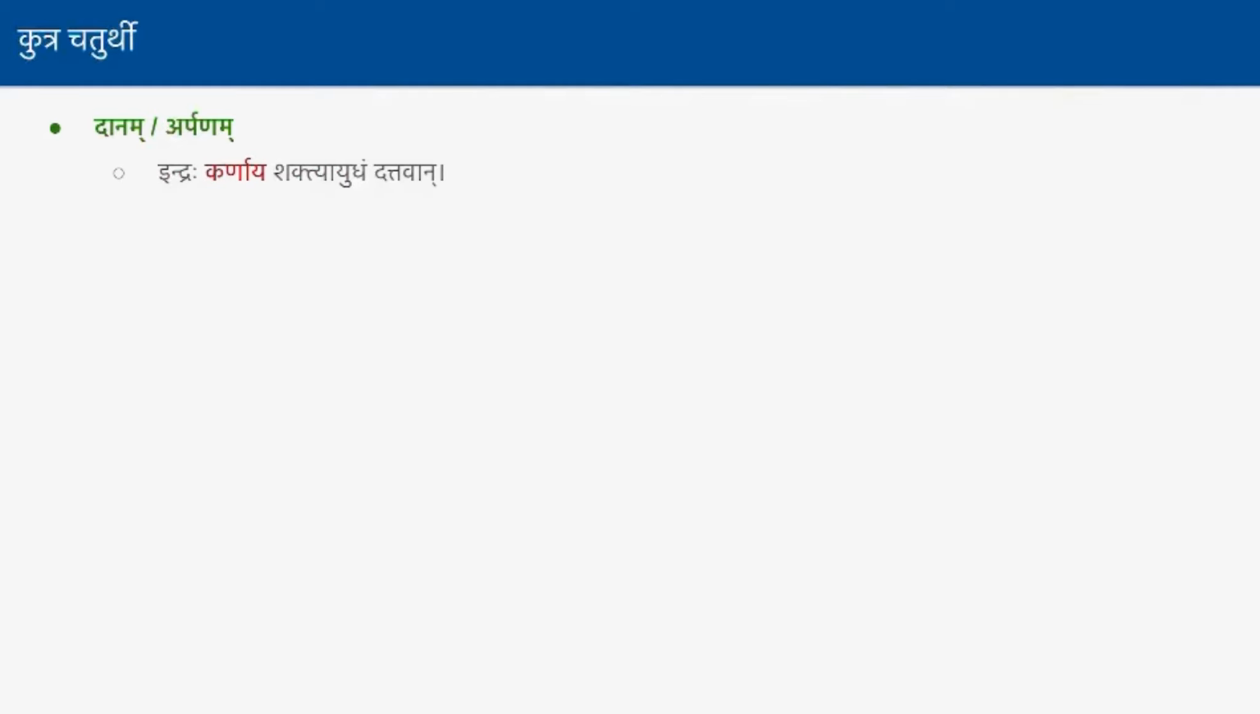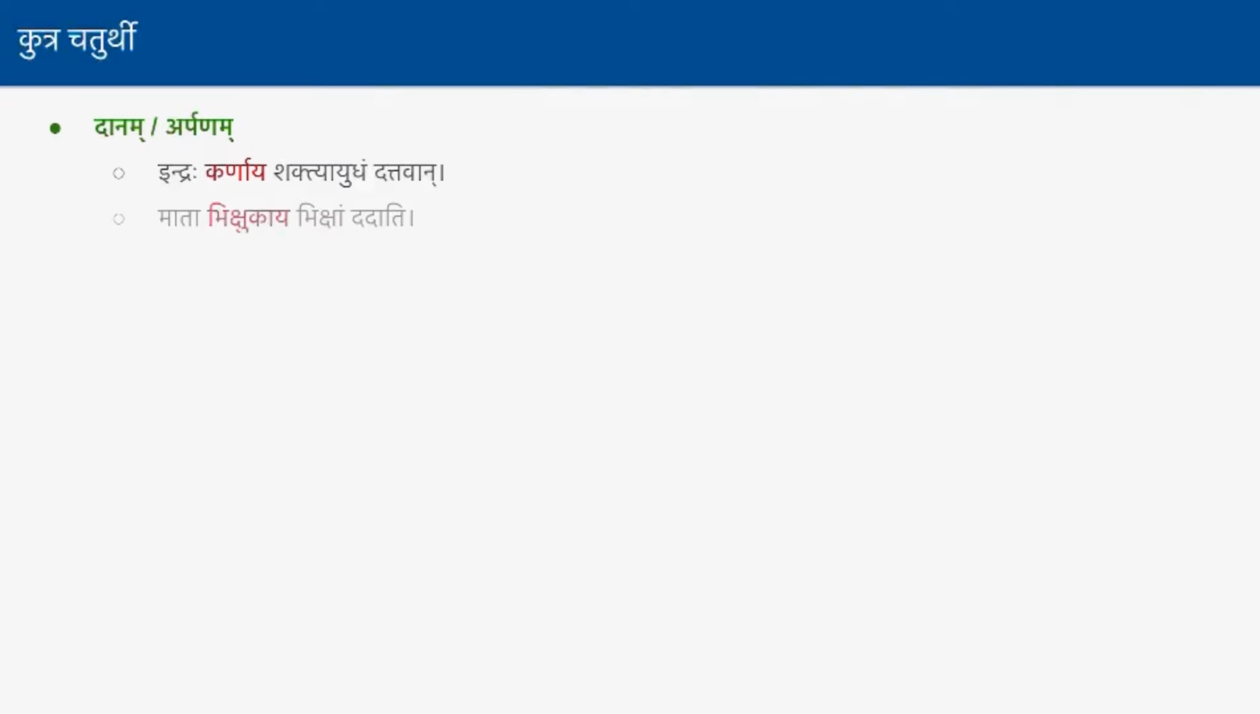Indraha Karnaya Shaktyayudham Dattavan. So Indra gave Shaktyayudha to Karna. Here Dattavan is a Dana Kriya done by Indra, and the receiver of that Dana is Karna. So whoever is receiving that Dana, or to whom it is surrendered or given or sacrificed, that person or object will be represented in Chaturthi. So Karna is the receiver of that Dana, and Karna gets the Chaturthi vibhakti. Indraha Karnaya Shaktyayudham Dattavan.